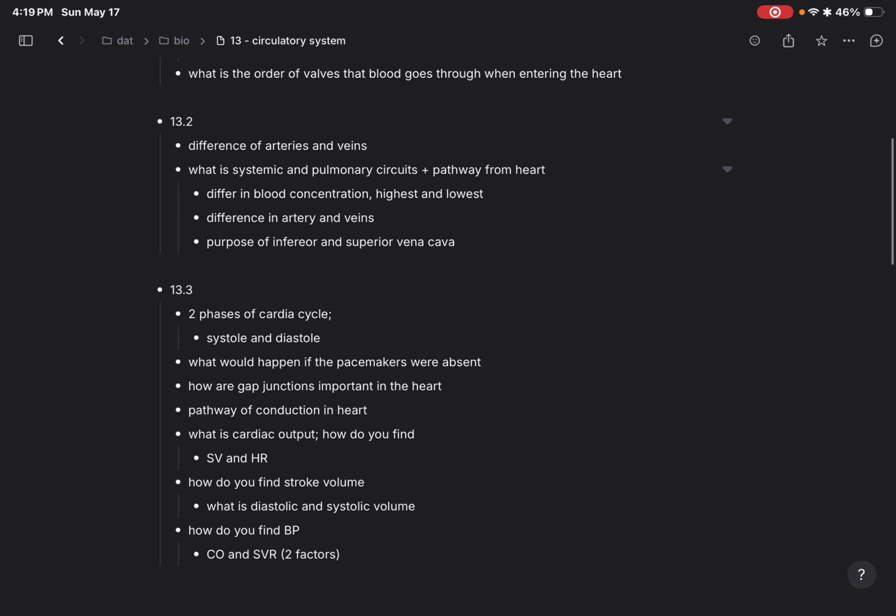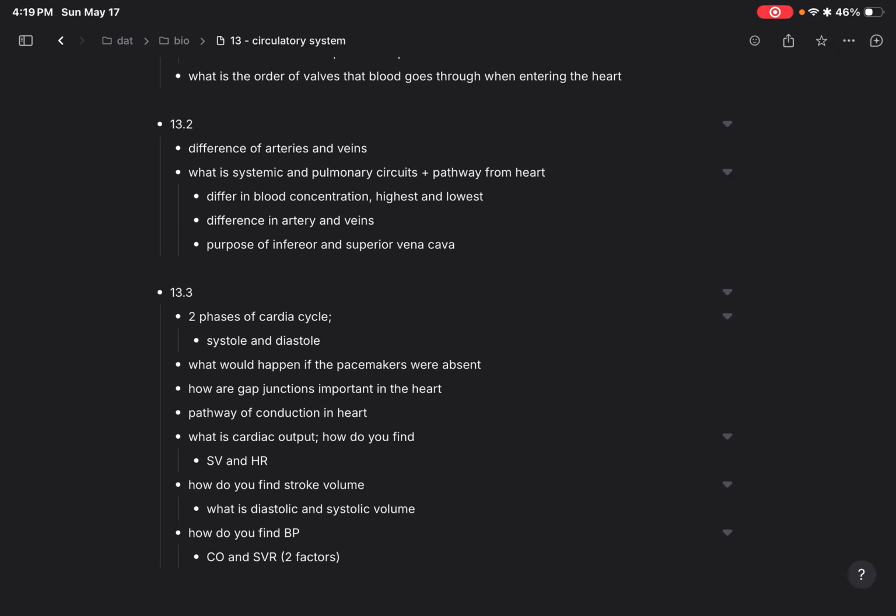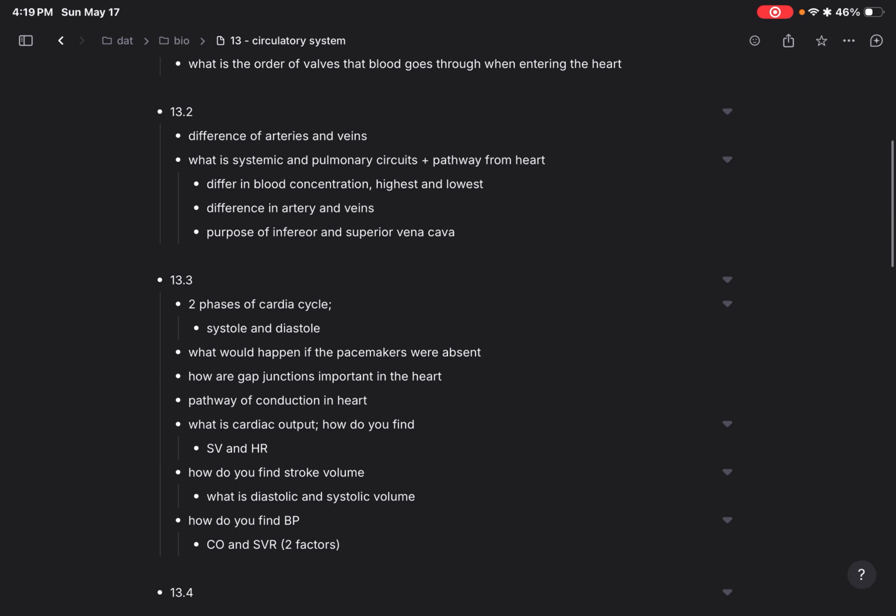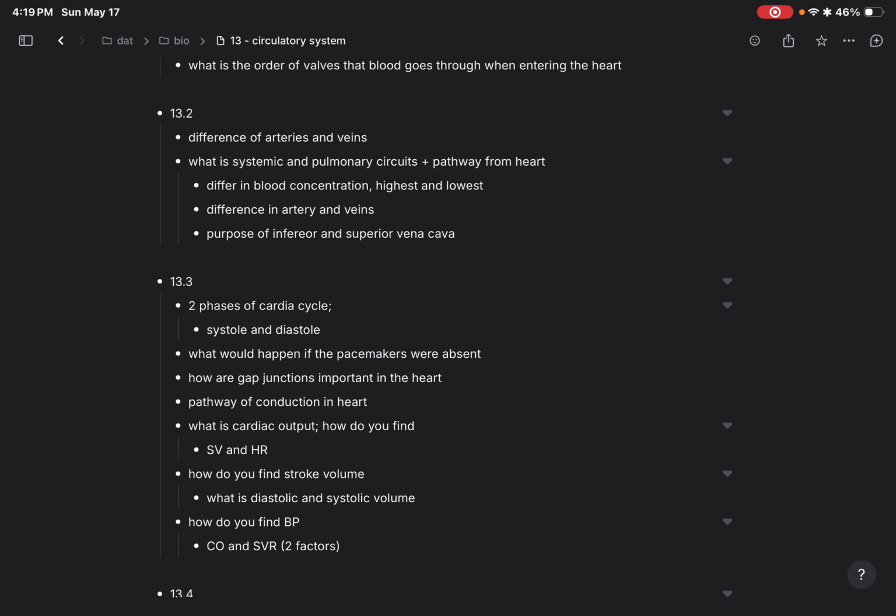Okay, so what are the differences between arteries and veins? So arteries bring blood away from the heart to the rest of the body, and then veins bring blood back towards the heart. We're talking about differences in... okay, we'll talk about that later. So the systemic and pulmonary circuits, pathway from heart. Systemic is to the rest of the body, so it's oxygenated blood towards the rest of the tissues, then bringing deoxygenated blood back with the veins. Now, pulmonary circuits are bringing deoxygenated blood from the heart to the lungs, and then bringing oxygenated blood back to the heart.